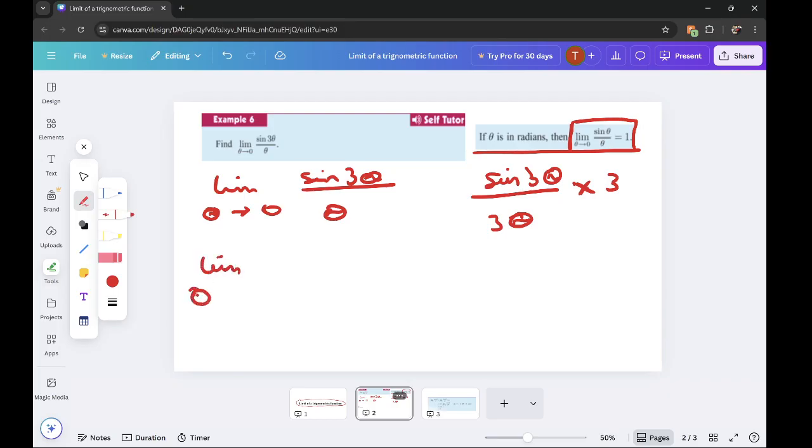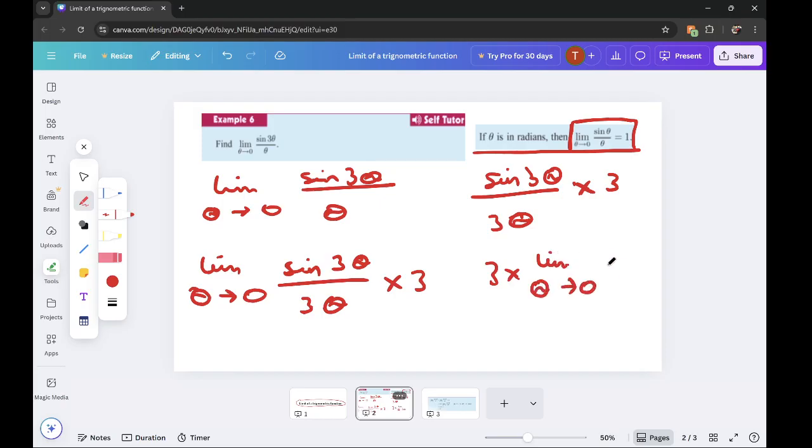So now once we've done this, we have the limit as theta approaches 0 of sine 3 theta over 3 theta times 3. So now we've finally gotten what we wanted. We wanted the 3 theta at the bottom in the denominator, and that is matching with the sine 3 theta up here. So now what do we do? Well, first off, we can take out this times 3. So we can do 3 times the limit as theta approaches 0 of sine 3 theta over 3 theta. So now that we've finally gotten this, we can proceed with a little bit of the more complicated stuff.